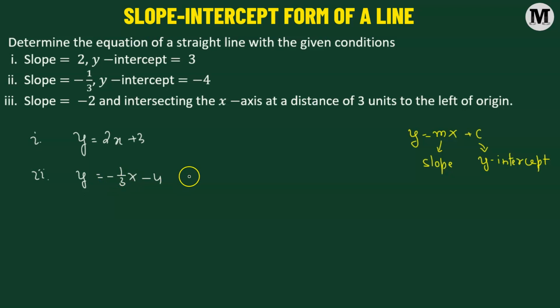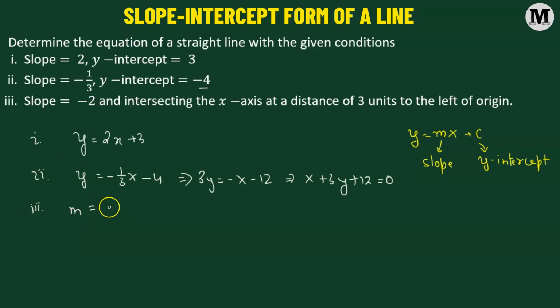If we want, we can further simplify this. All we have to do is multiply throughout by 3. So we get 3y equals negative x minus 12. Rearranging the terms, we get x plus 3y plus 12 equals 0. So that's going to be the equation of the straight line having a slope of negative 1/3 and an intercept of negative 4. Coming to part 3, here we have the slope given by negative 2.